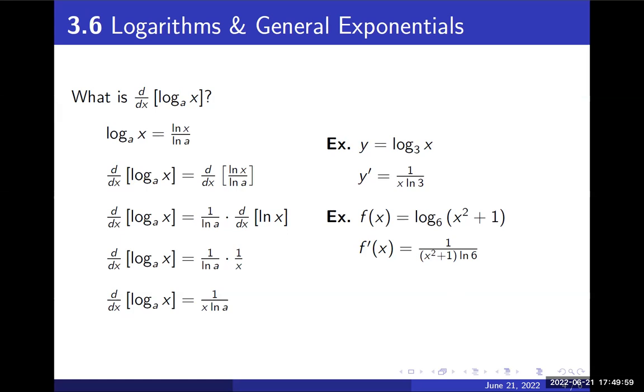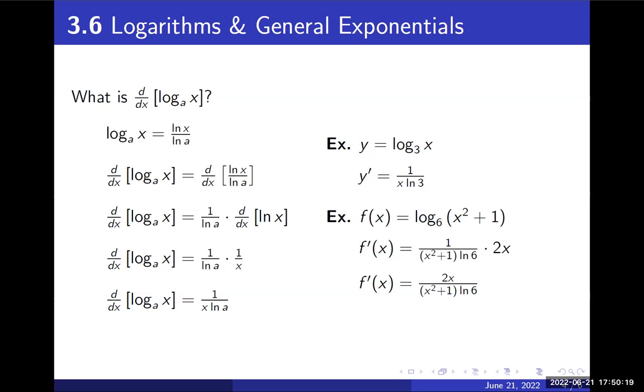Then, of course, we need to multiply by the derivative of what's in the parentheses, so times 2x. And we might say our final answer, we could just write it all as one fraction, 2x over the quantity x squared plus 1 times natural log of 6.